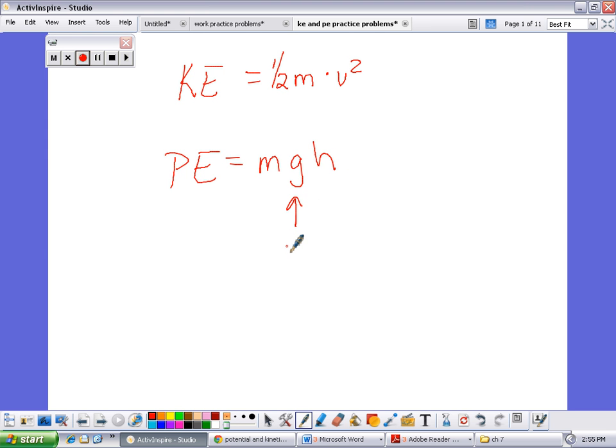And we know that gravity is a given of 9.8 meters per second squared, because that is what gravity is on Earth, unless we're talking about another planet. But always use 9.8 unless otherwise noted.